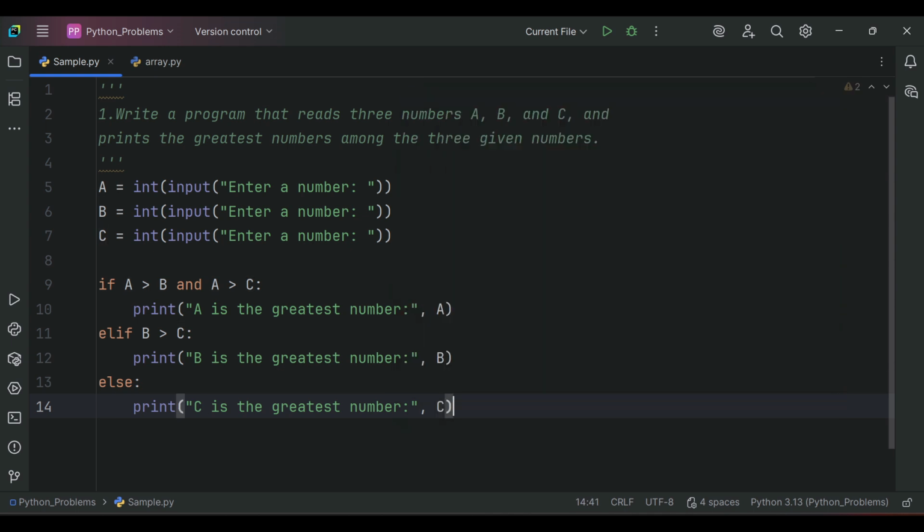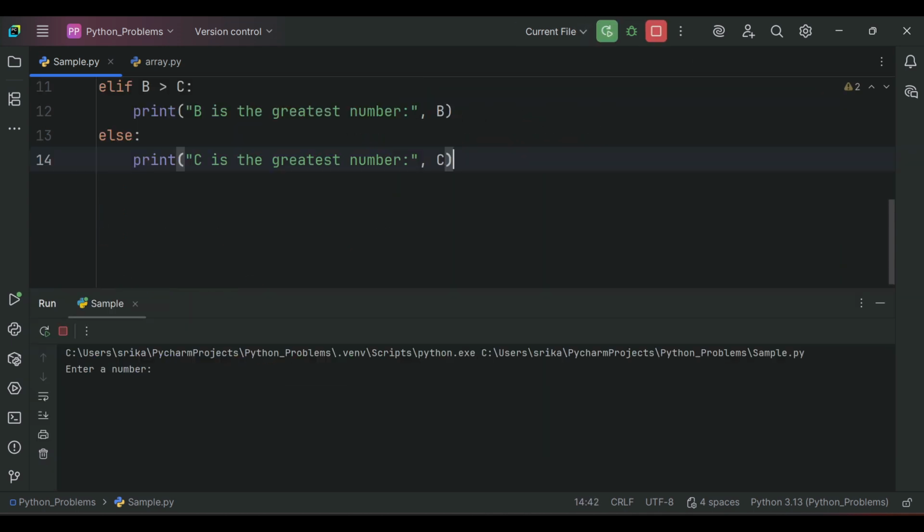Let's have a look at the output. The first number is 7, the second number is 4 and the third number is 9. C is the greatest number. Now let me try more numbers. Suppose 67, 89 and 34. Obviously, B is the greatest number. 89 is the bigger number, right?